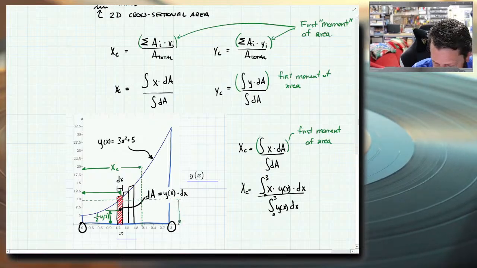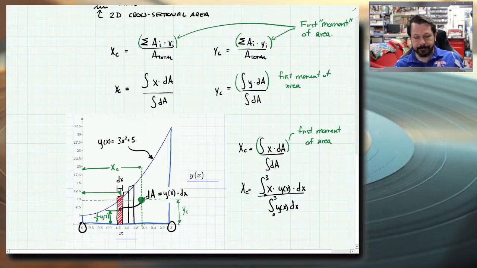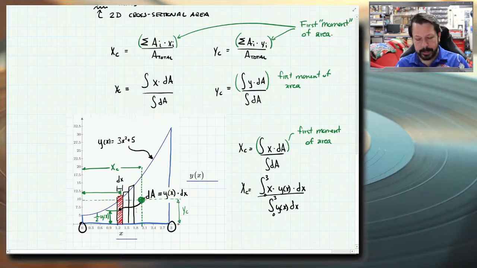So that distance is y of c, and this point right here where they both cross, that would be the centroid of this bracket or this plate that's got this parabolic curve on top of it, or whatever you want to call it. That would be its centroid.